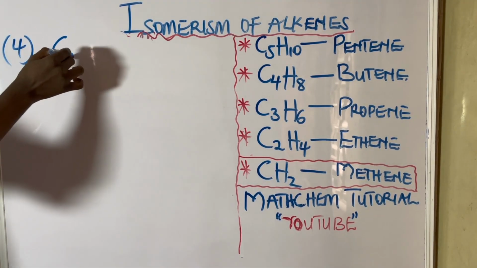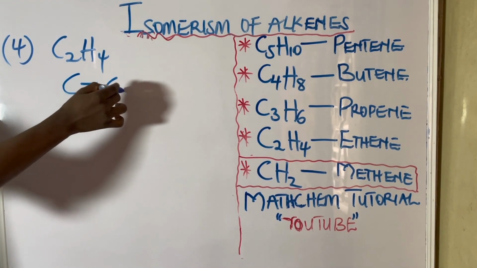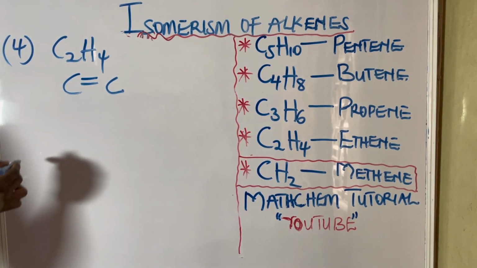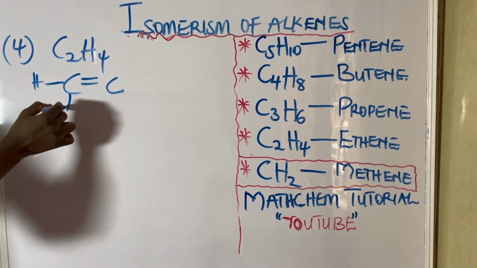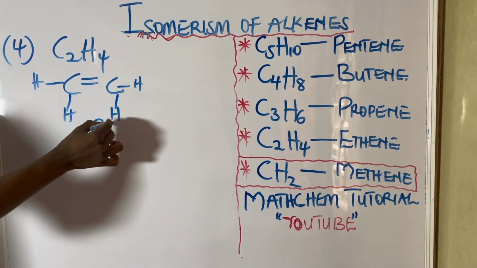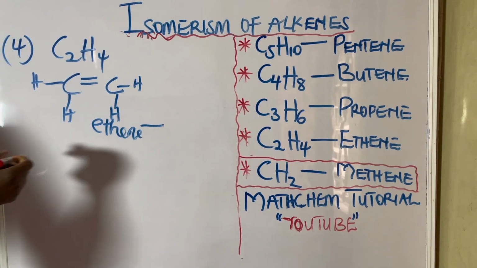Let's look at the first one, which is what? Ethene. That is C2H4. So ethene has 2 carbons, which is 1, 2. Then we know that the double bond is going to be here. How many hydrogen? 4. 1 here, 1 here, 1 here, 1 here. So this is ethene, and then this is the first isomer.